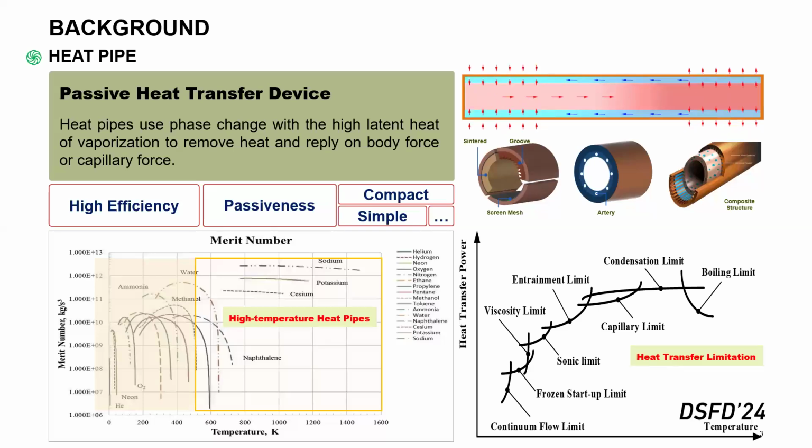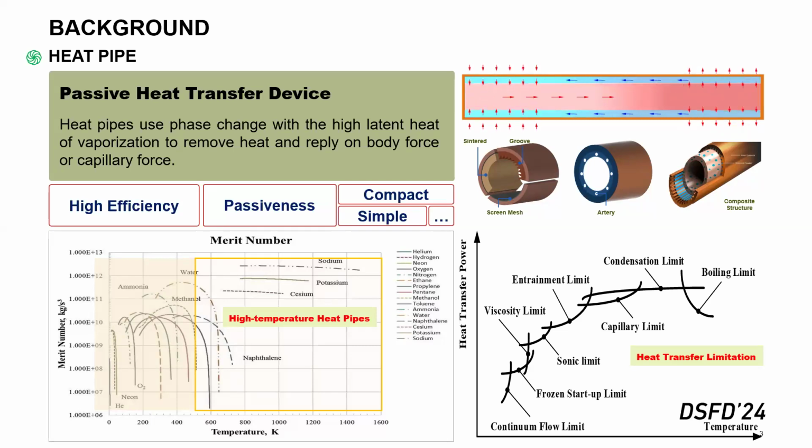Now, a heat pipe is a passive heat transfer device. It works as this figure shows. Based on the pressure change, the heat can be moved from the evaporator section to the condenser section. And based on the body force or capillary force, the working fluid cycle can be repeated. So it has the advantages of high efficiency, passiveness, simple structure, and so on. And the left figure shows the various working fluids that can be used in the heat pipes.